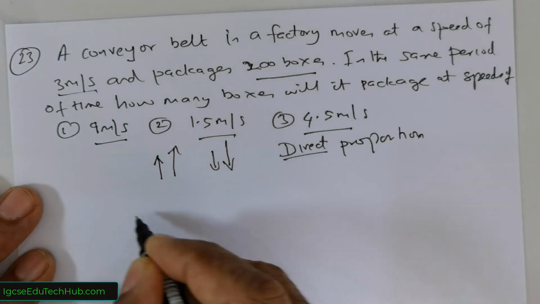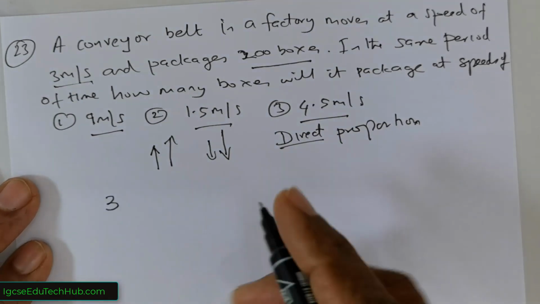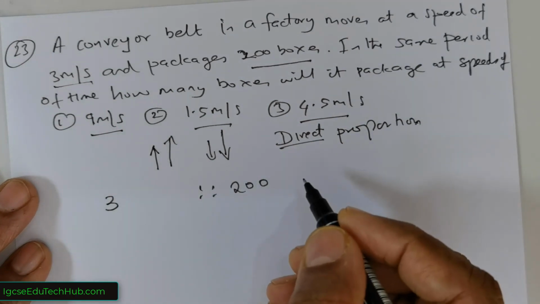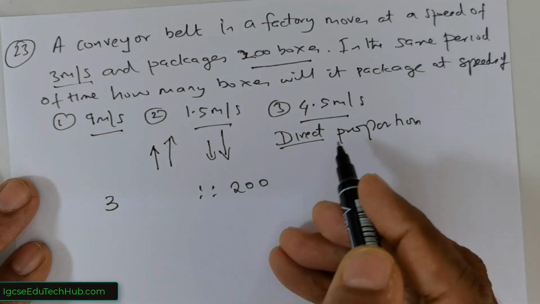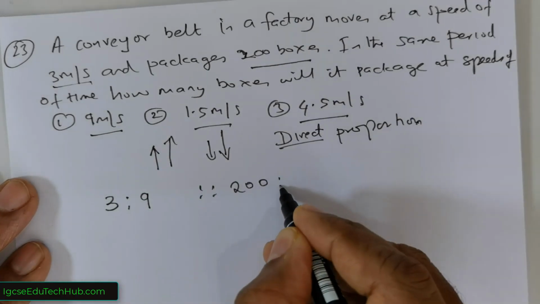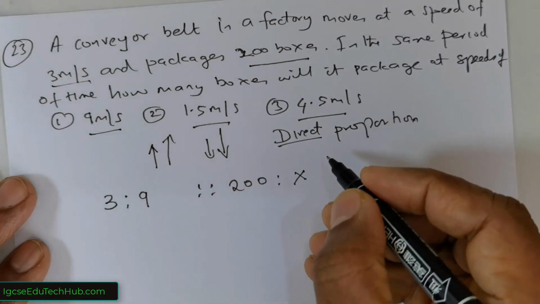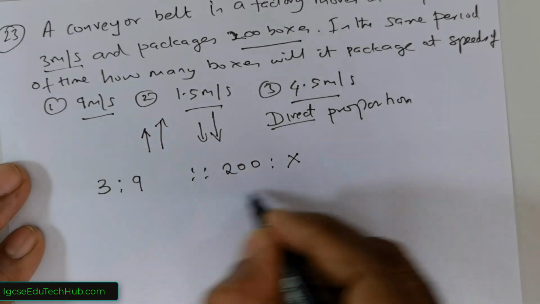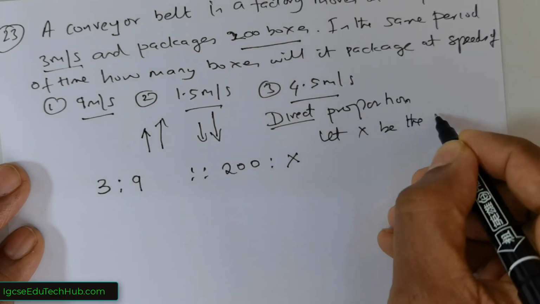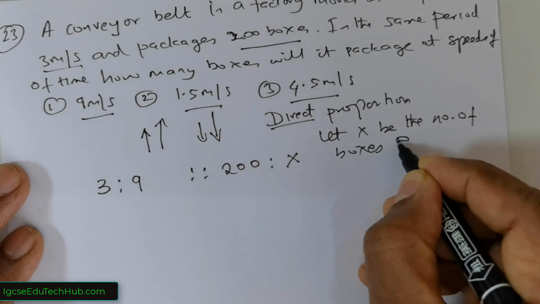and I'm going to set up the system like that. If the conveyor belt moves at 3 meters per second, I can have 200 boxes packaged. Now the speed is actually increasing to 9. We are asked to find the number of boxes that can be packaged by the conveyor belt. So this is a system. Now I'm going to state here, let x be the number of boxes packaged.